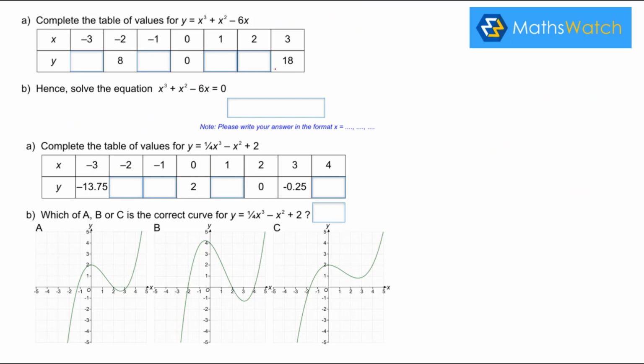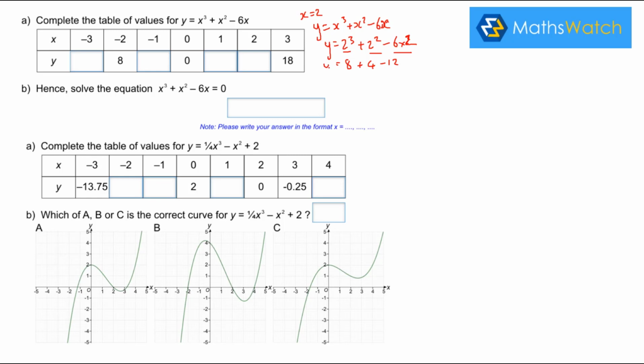Okay, so this is just your substitution skills, guys. So let's just start with x equals 2. So y equals x cubed plus x squared minus 6x. So that's going to be y equals 2 cubed plus 2 squared minus 6 times 2. So work out each term by term. So that's 8 plus 4. What's 6 times 2? 12. So it's minus 12. And you should know that equals 0.